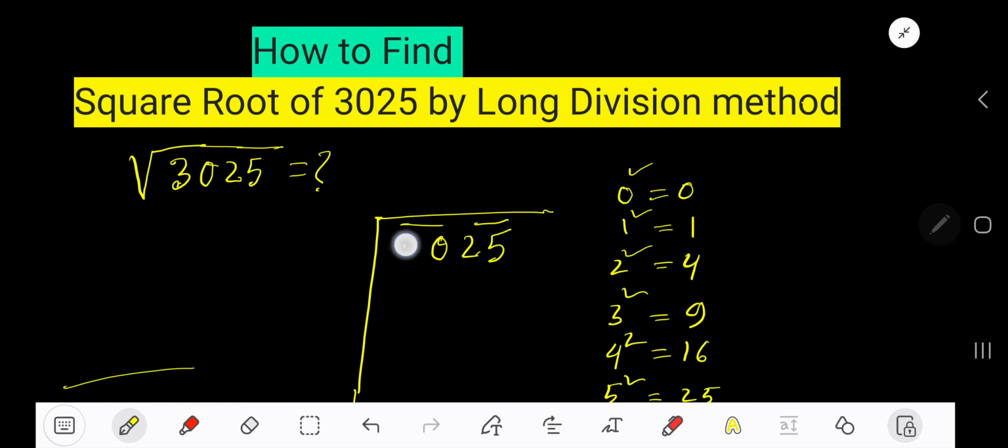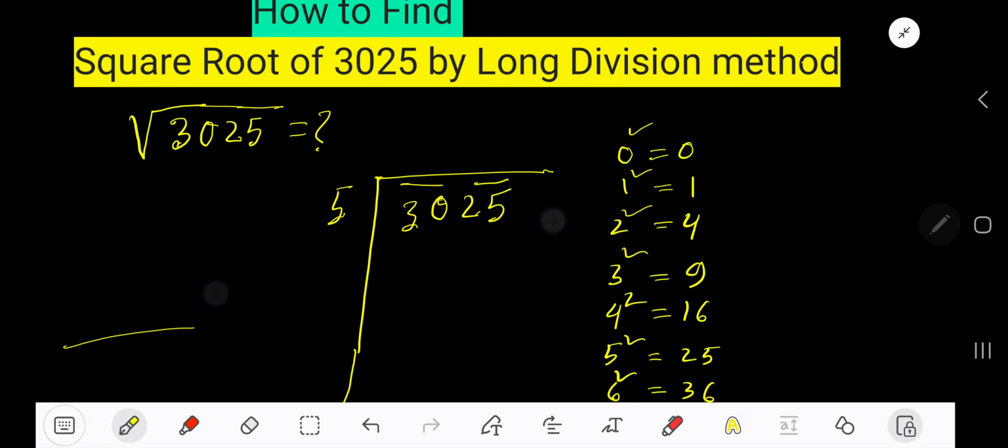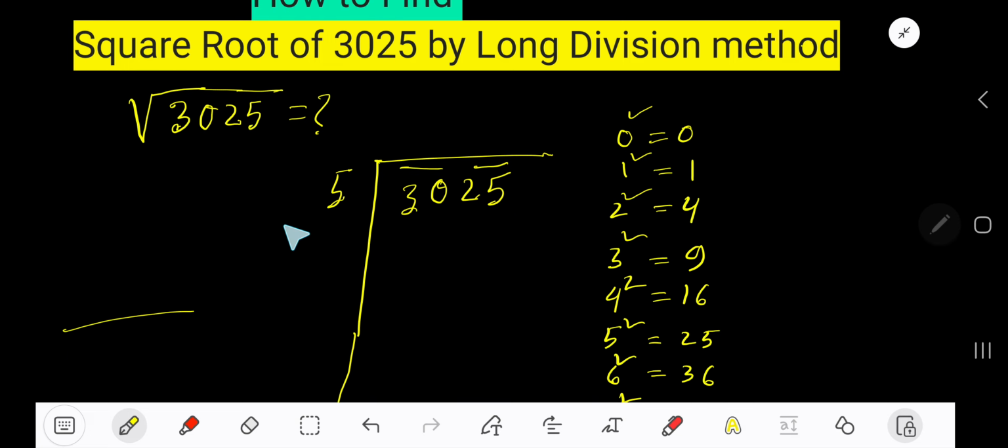For the first pair, 30, we have to take a number whose square will be equal to 30 or nearest to 30. Look, if you take 5, then 5 squared equals 25. But if you take 6, 6 squared equals 36, which is greater than 30. So 5 is correct. The same digit will come to the quotient also. 5 times 5, 25. Subtract, you are getting 5.